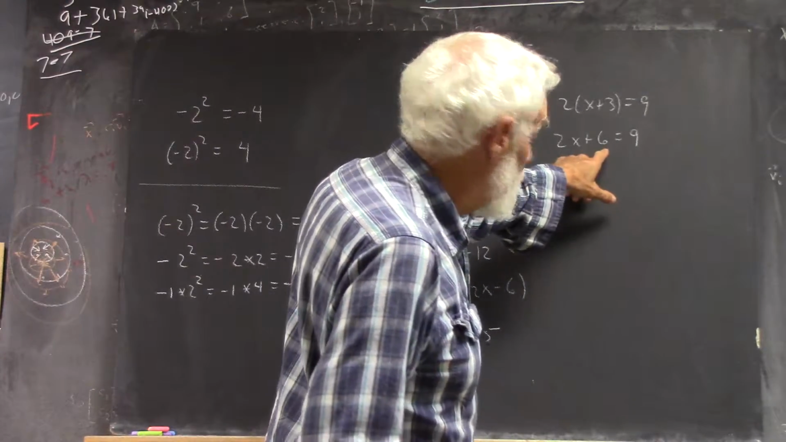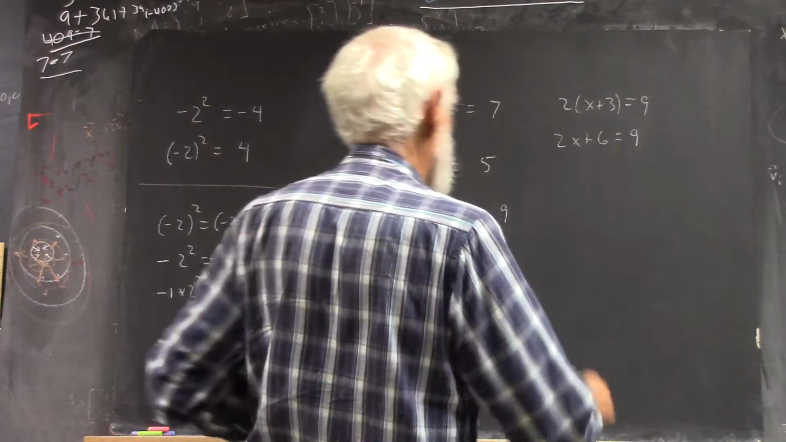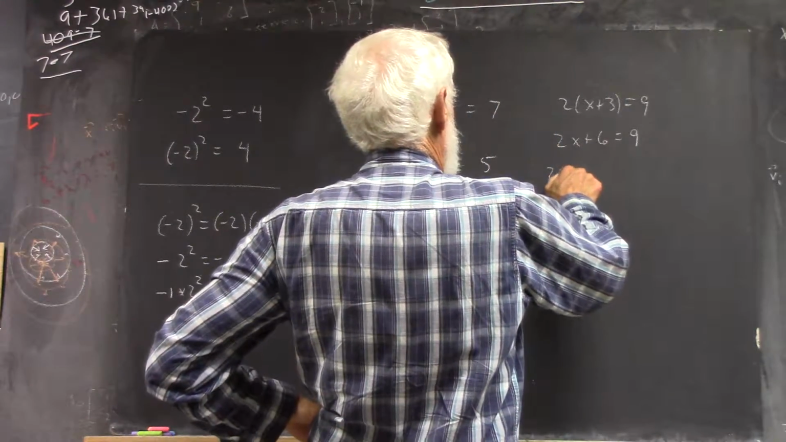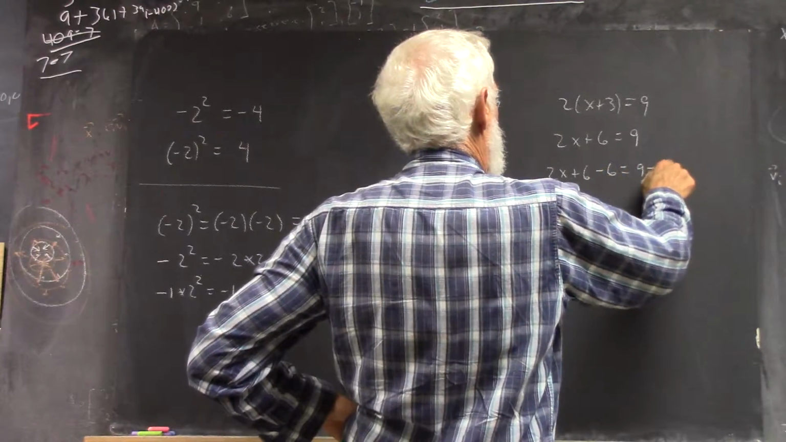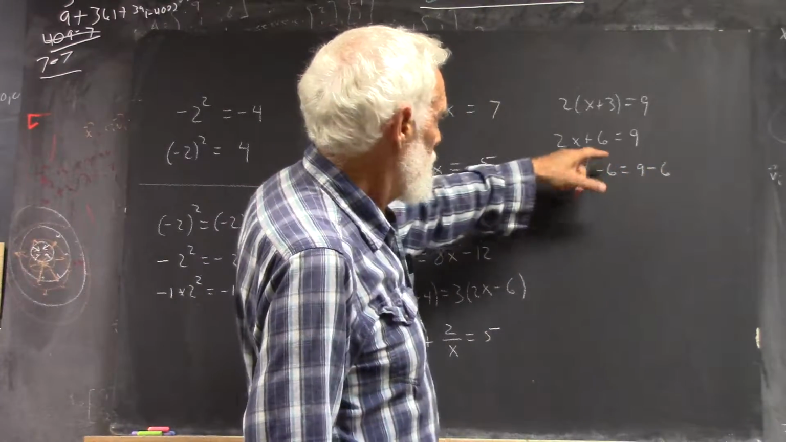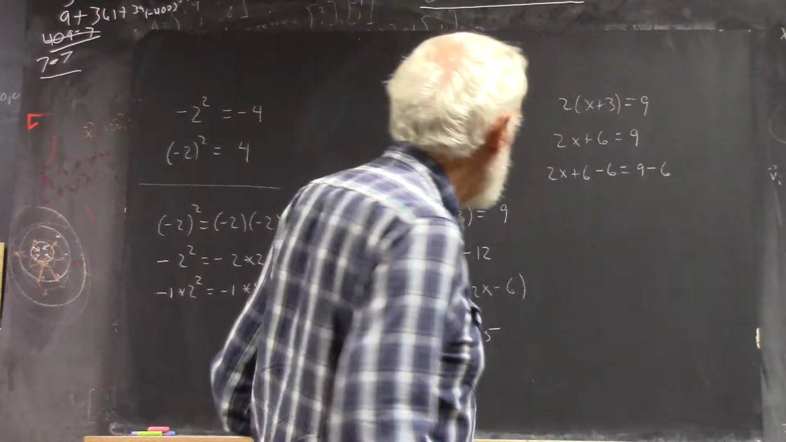Then we subtract 6 from both sides. So we have the x's here, and there's my numbers over here. I think we all know this, but let's just make sure. Now sometimes you want to write a minus 6 here and a minus 6 here and do this. I hate that, but it's okay.